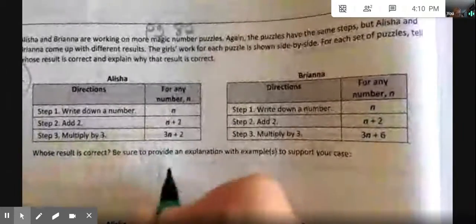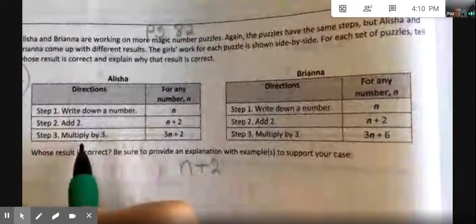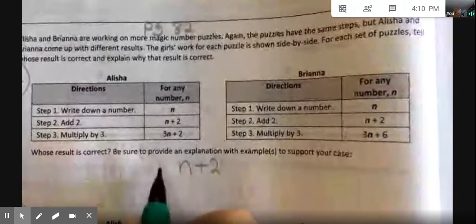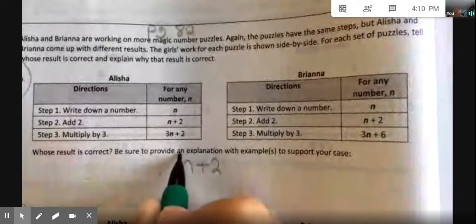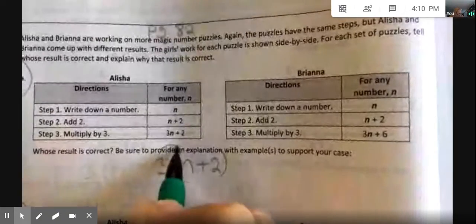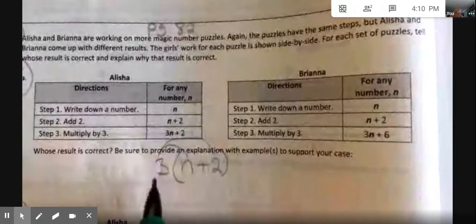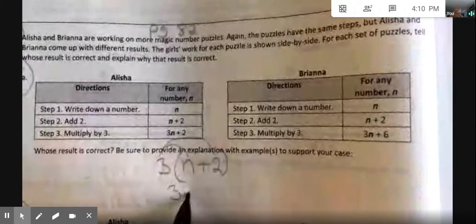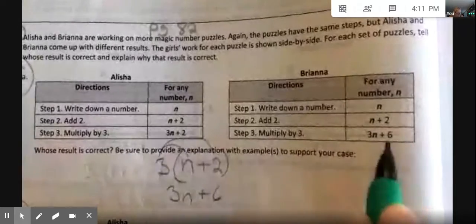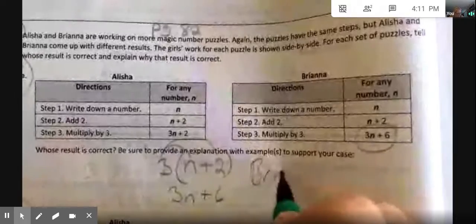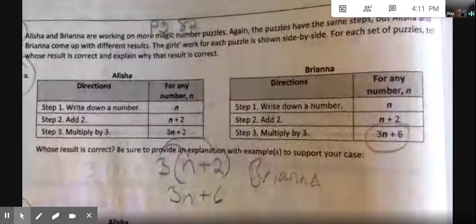So we have our number n, and it says to add 2. And then it says to multiply by 3. Okay, well, if you remember from before, we have to multiply that whole thing by 3. So when we do that, use the distributive property, we'll have 3 times n, which will be 3n, and 3 times 2, which is 6. So it looks like Brianna is correct. And for an explanation, you could say Alicia forgot to distribute the 3.